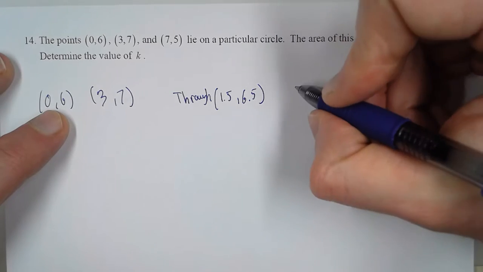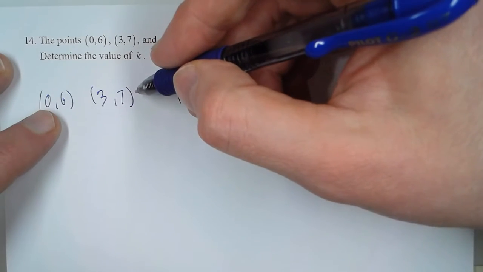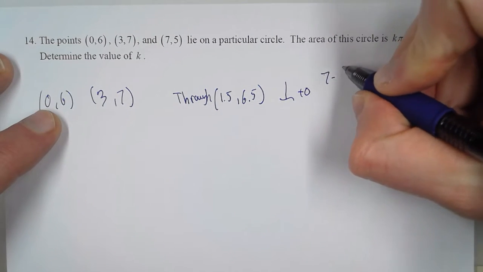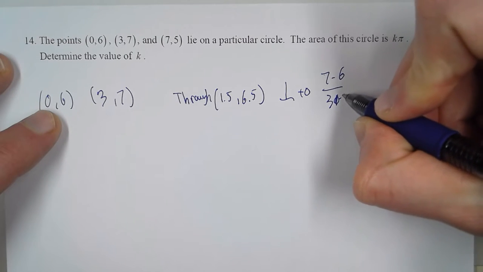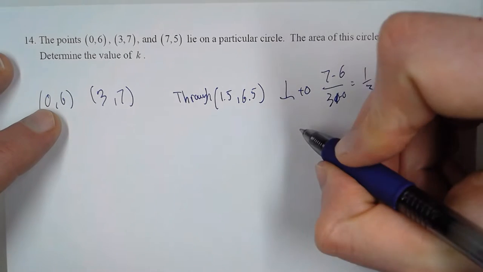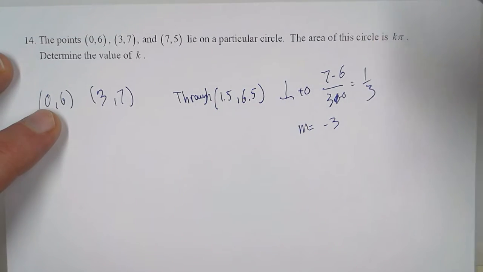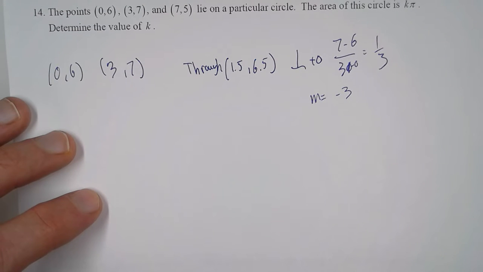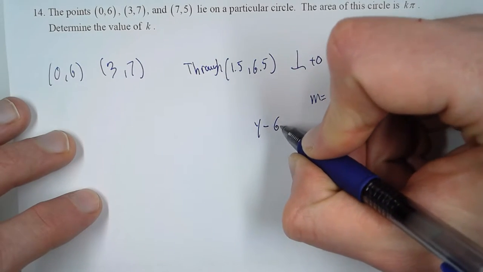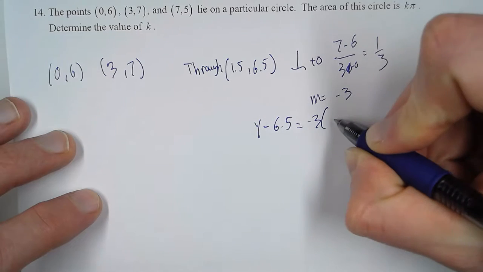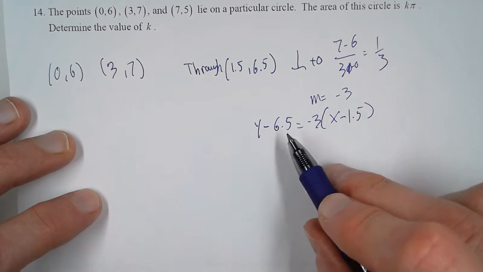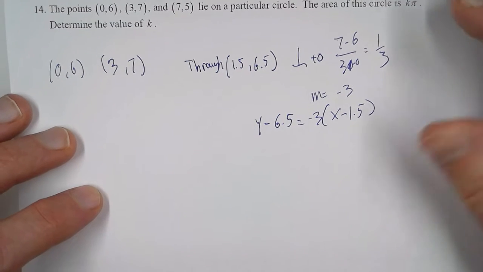All right. Now, it has to be perpendicular to this chord. So we need to find the slope. 7 minus 6 over 3 minus 0 is 1/3. So that means it has a slope of -3 because it's perpendicular. Now I'm going to use point-slope form. It's a little bit simpler for us to use, and you'll see why in a second. So y minus 6.5 equals -3 times x minus 1.5. I put the slope here, and I put the point that it passes through here and here. So that's one equation.